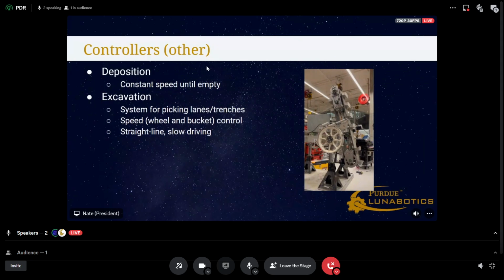For other controllers, we just learned about this recently, so deposition is probably going to be just constant speed until the load cell says it's empty, right? And for excavation, we're thinking we need to design a system for picking the trenches, sort of like lanes, something to control the wheel and bucket speed in conjunction with each other. That'll create something that's effectively straight line slow driving, obviously well lined, so we don't fall into a trench or anything like that.